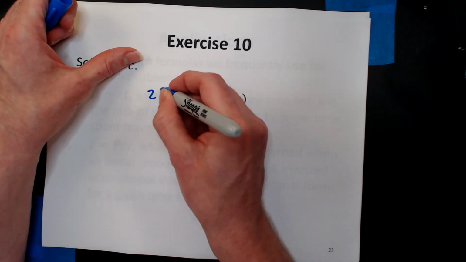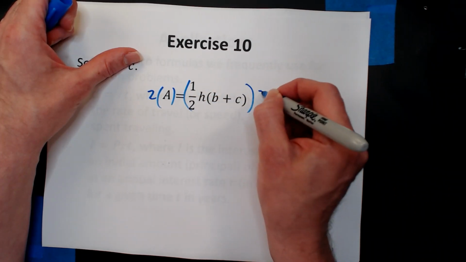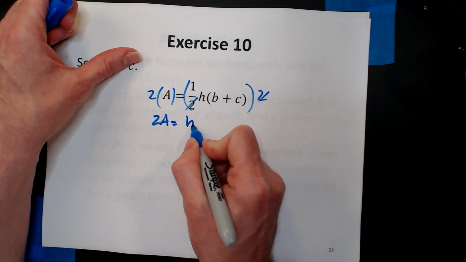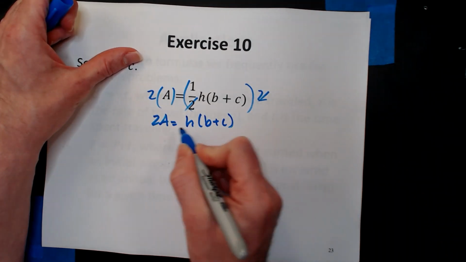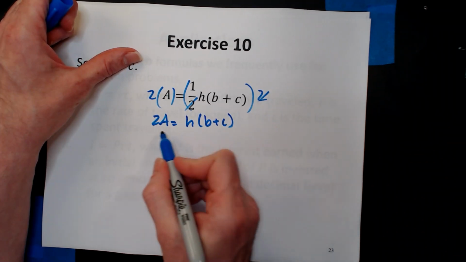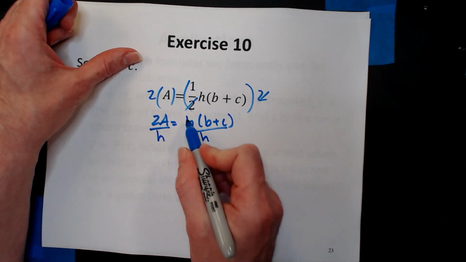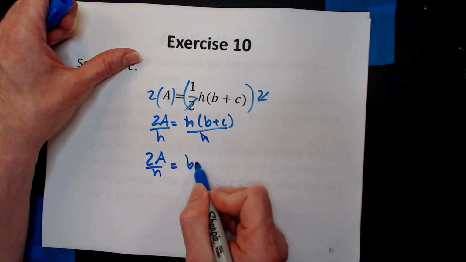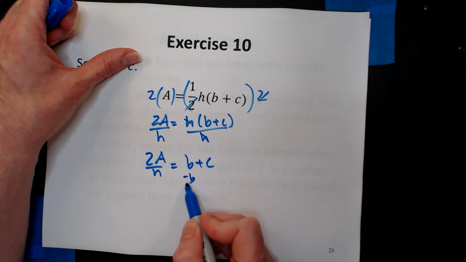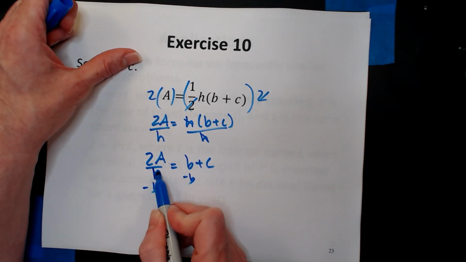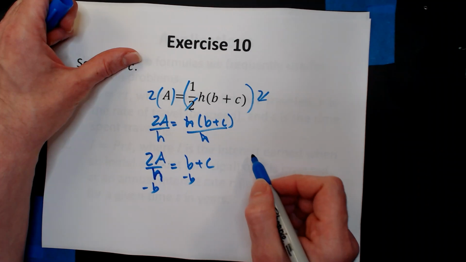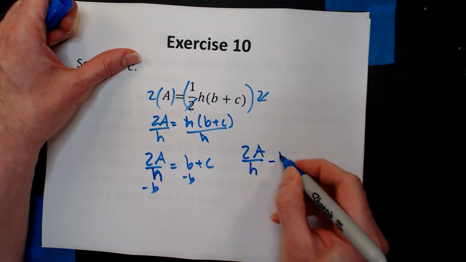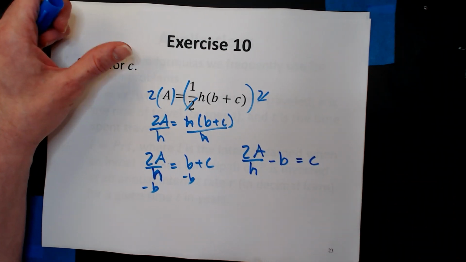Here I'm going to multiply both sides by 2 to get rid of that 1/2. So I have 2a equals h times (b plus c). Once again, I can multiply through by h, but there's no point in doing that. I'm just going to divide both sides by h, and that's going to give me 2a over h equals b plus c. Now I'm going to subtract b from both sides, and that gives me 2a over h minus b equals c. And that's our answer.